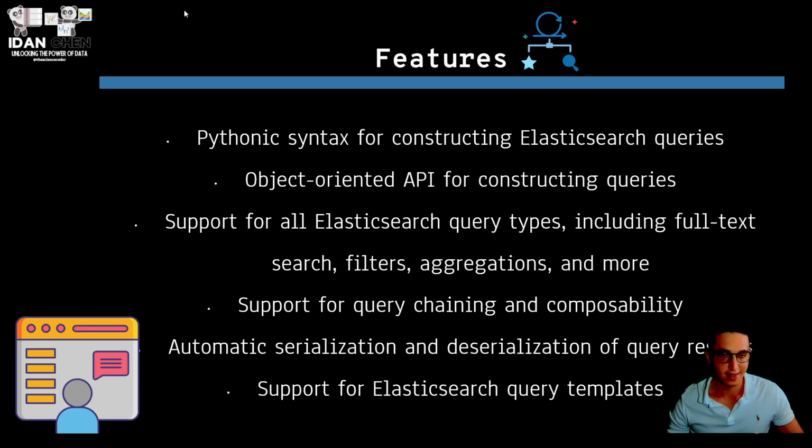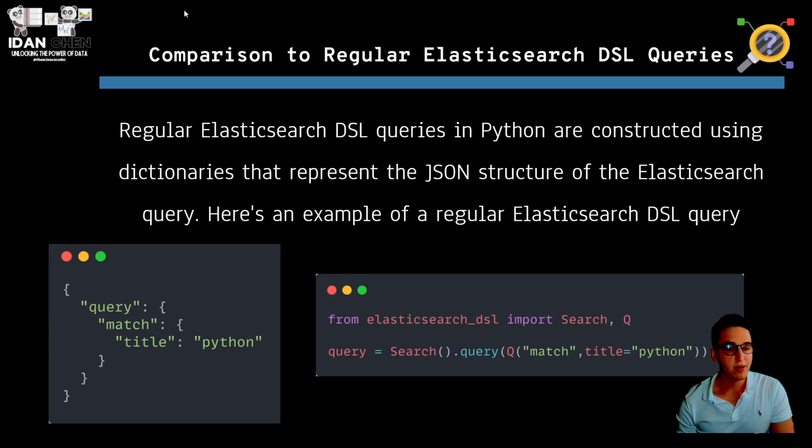So let's see an example. This is a very basic example. What we can see here is a regular Elasticsearch DSL query constructed using a dictionary that represents the JSON structure of the Elasticsearch query. Here is an example of a regular Elasticsearch DSL query. So on the left we have a match query. The field name is title and the value is Python. But on the right we can see the search query in Python.